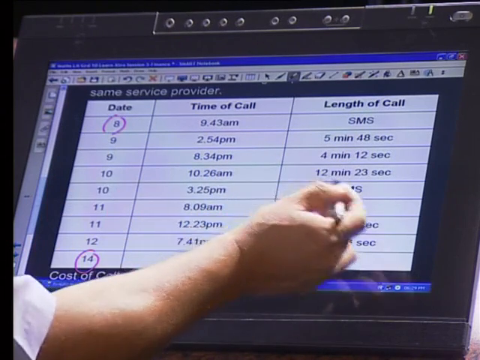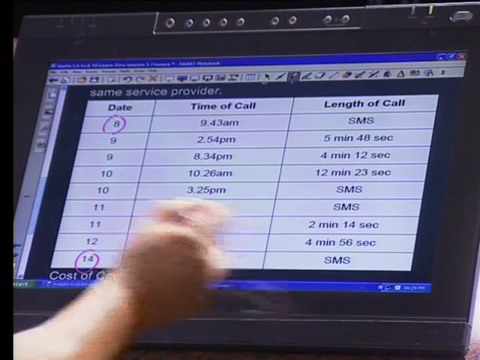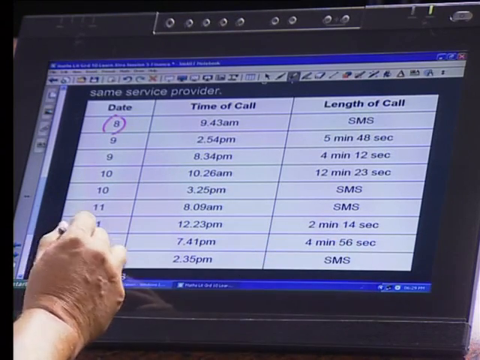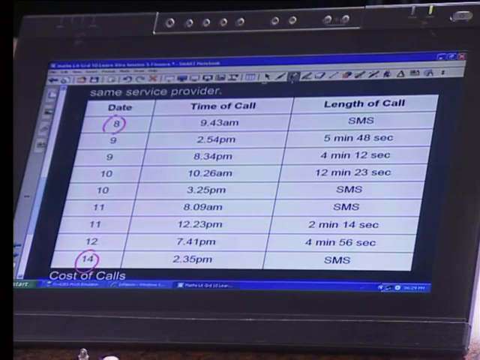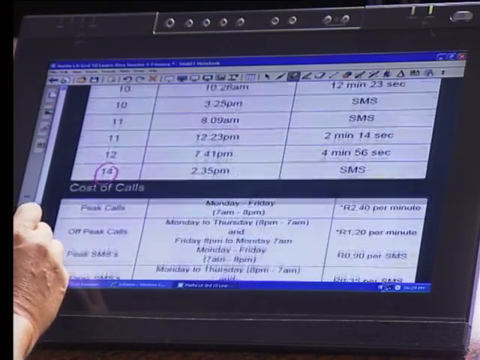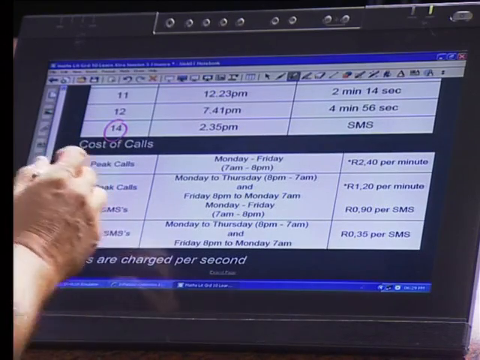On the 10th, I made a call and sent an SMS. On the 11th, I sent an SMS and made a call. On the 12th, a call. On the 14th, an SMS. Now, the cost of the calls. We have something called peak calls and off-peak calls. Now, peak calls are calls that are made between certain times of the day. And the feeling is that those peak times are when a lot of people are phoning. Okay? So there's businesses that are open and they're all making calls to their clients. Clients are phoning businesses. People are phoning each other.